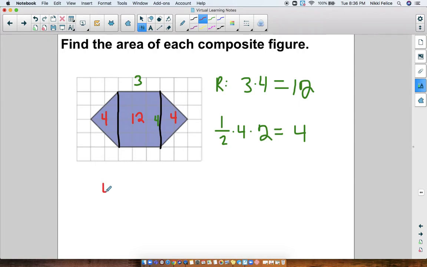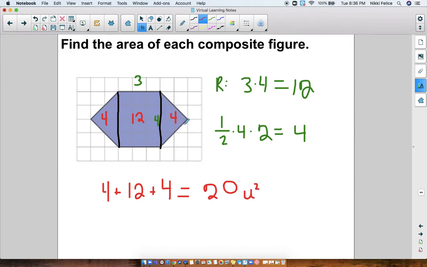So to figure out the area of the entire composite figure, I'm just going to do 4 plus 12 plus 4. Which is 20. So the area of this composite figure is 20 units squared.